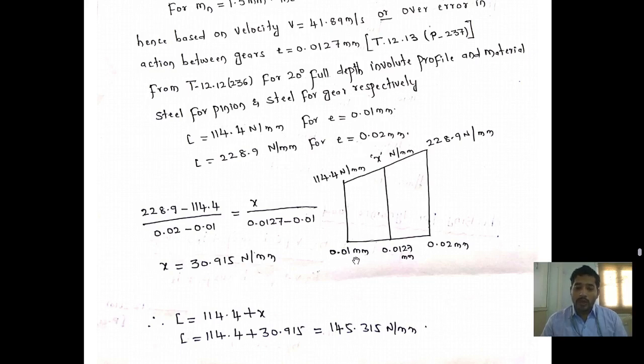So 0.01 mm is given here as the error for the pinion, and the C value given here for the pinion is 114.4 Newton per mm. And then for the gear, the error value for the gear is given as 0.02 mm, and the C value given here for the gear is 228.9. So this is the value for the gear and this is the value for the pinion, and this X is the center distance value. So what we are taking over here is the error action between these two gears. So 0.127 mm. Clear?